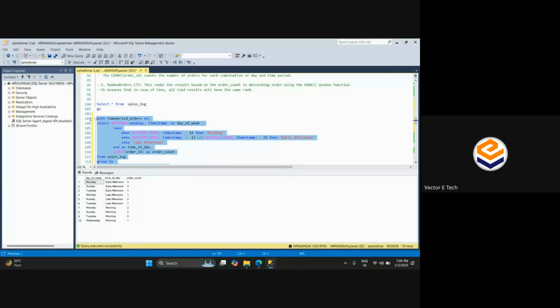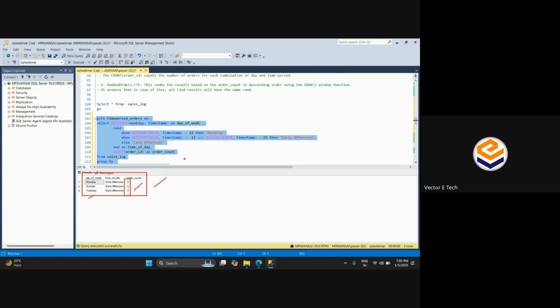So if I just try to execute this, you'll be able to see these are the top 2 order counts. Even though there are tie values, it will show me all. That is why we use the rank function, and it will help us to get all those values where there are two busiest times having the maximum orders, right?